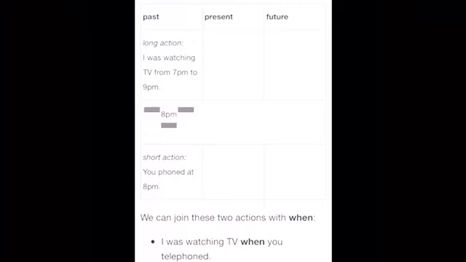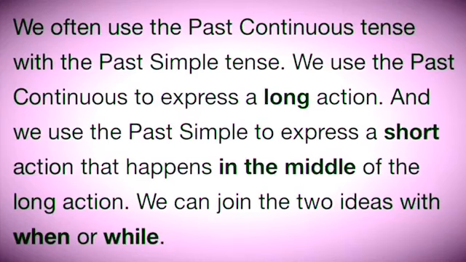Got it? You phoned at 8 p.m. Now if you analyze this carefully, you'll find that we are using the past continuous tense to express a long action, that is watching TV. Whereas in between a call had come, we have used here as telephone. So that is a short action, and we are using here the simple past tense.